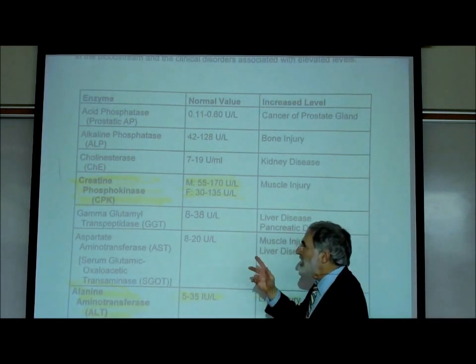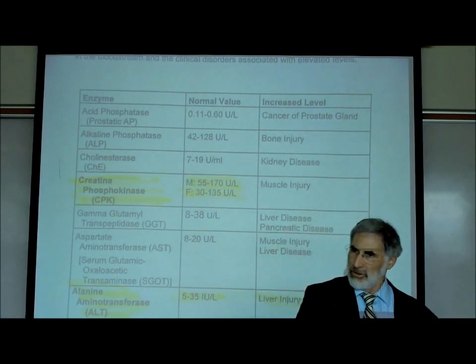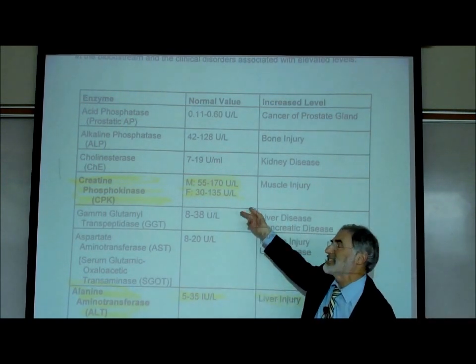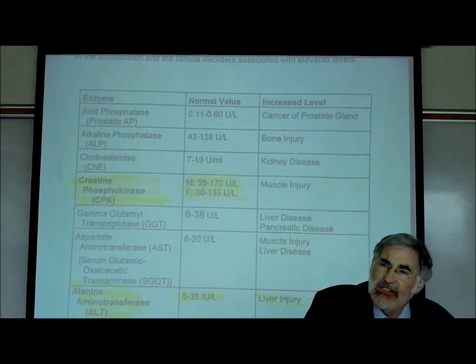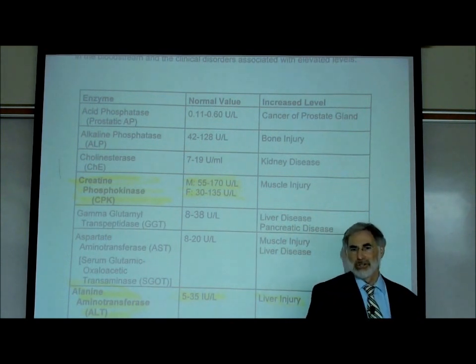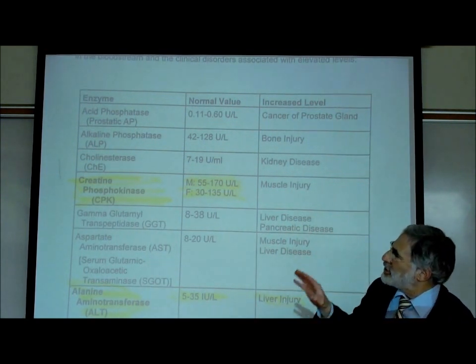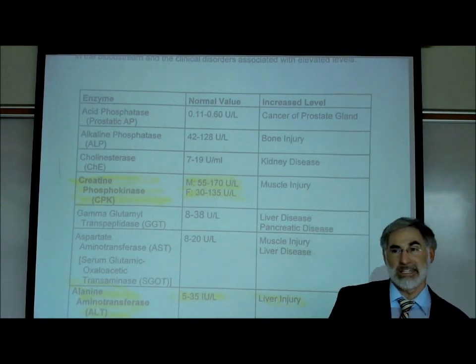Now, they actually can differentiate whether it's skeletal muscle or heart muscle, because there are slightly different forms of this enzyme in the heart muscle cells than in skeletal muscle. They don't necessarily know what's injuring the muscle, but they know the muscle is being injured. In fact, they actually monitor CPK enzyme levels when people have a heart attack.